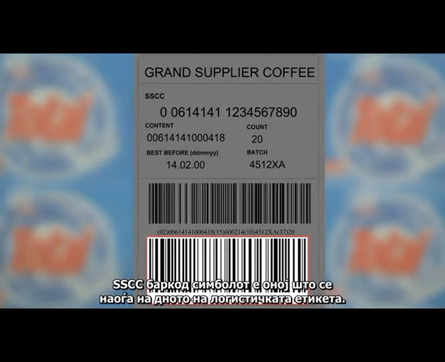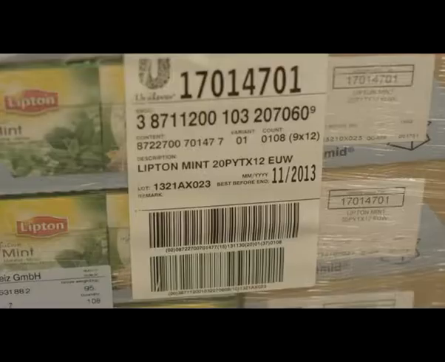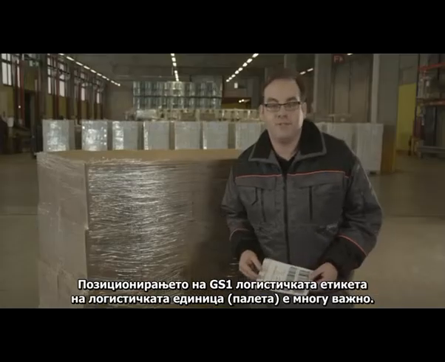The SSCC is always the lowest barcode symbol on the GS1 logistic label. There are currently more than 150 application identifiers, and your local GS1 member organization will be happy to help you choose the right AIs for your needs. The positioning of the GS1 logistic label is very important.